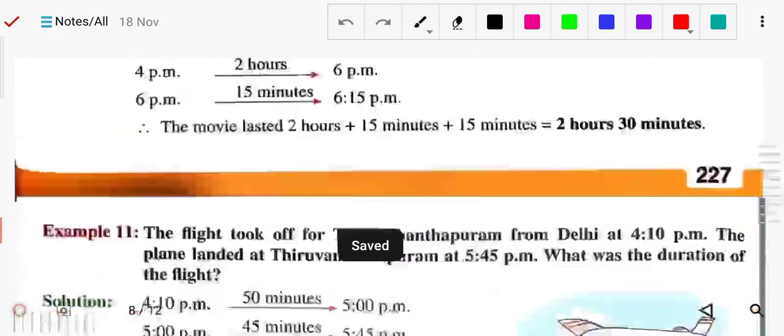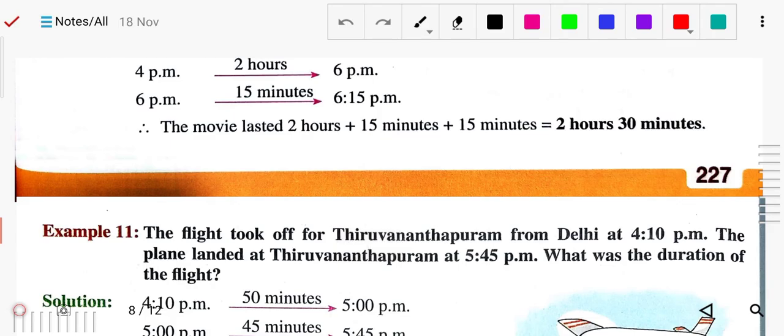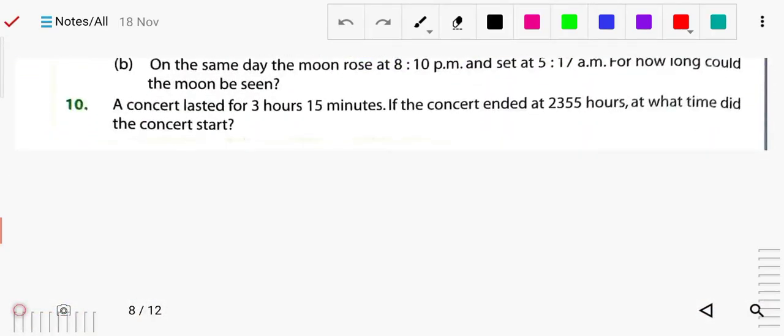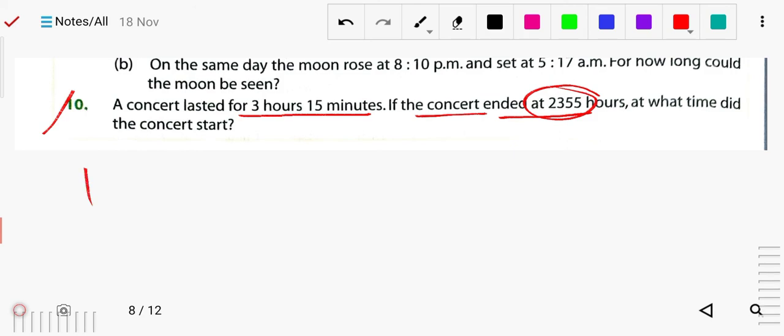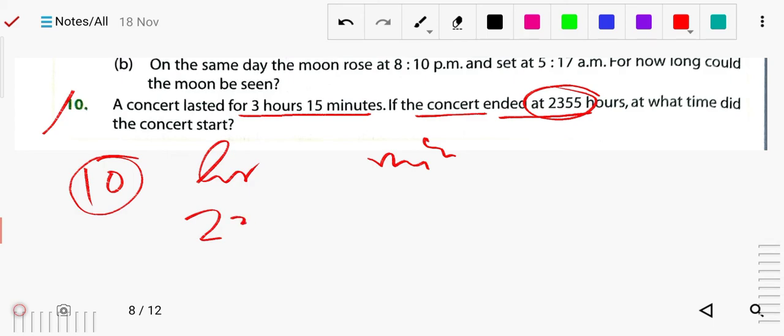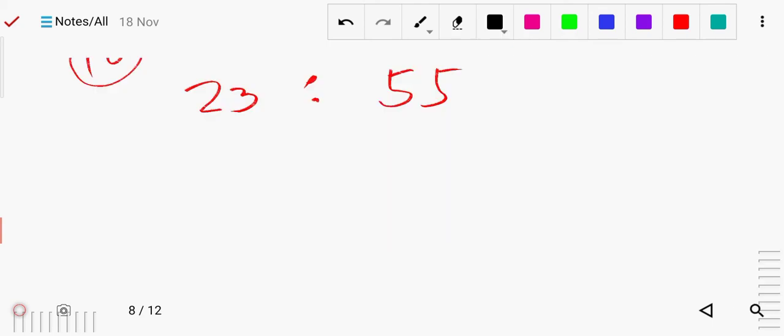Now next, the last question we have, which is number 10. A concert lasted for 3 hours 15 minutes. If the finishing time is 23:55 hours, when did the concert start? So you can solve number 10. First is the hour and then the minute. So 23 is given, and this side is 55. Now, since the finishing time is given, we have to find when it started. The total time taken was 3 hours and 15 minutes.